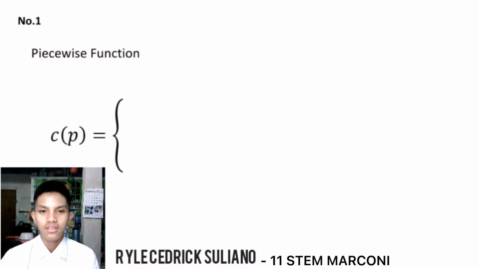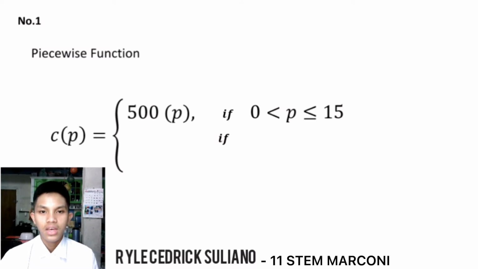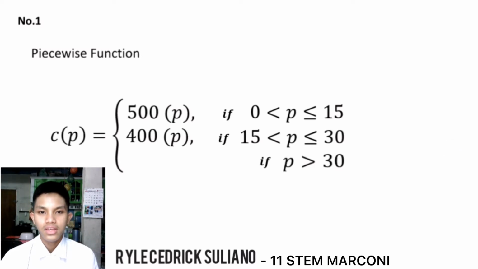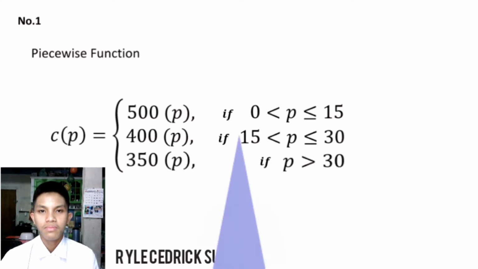Here are the conditions. If P is greater than 0 but is less than or equal to 15, 500 will be charged per participant. Second condition, if P is greater than 15 but is less than or equal to 30, 400 will be charged per participant. Lastly, if P is greater than 30, then 350 will be charged per participant.